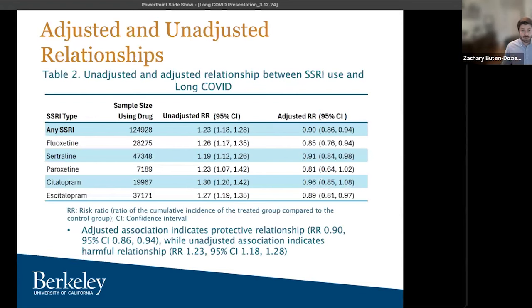So what I do want to highlight is, although we found a protective relationship in the adjusted relationship between SSRIs and long COVID, the unadjusted association indicated a harmful relationship. In other words, the adjusted relationship showed a risk ratio of 0.9, while the unadjusted relationship indicated a risk ratio of 1.2. And that's, again, on that first row at the top. So given this large qualitative shift in our estimate following multivariate adjustment, we wanted to unpack a little more of what was driving this confounding.